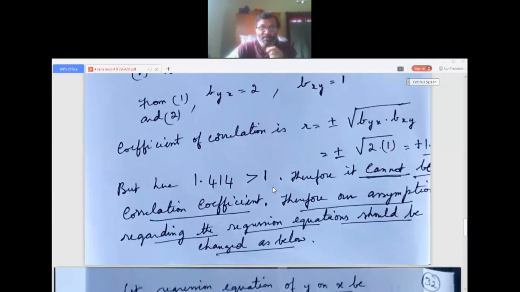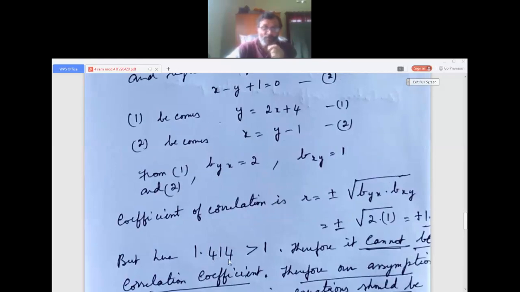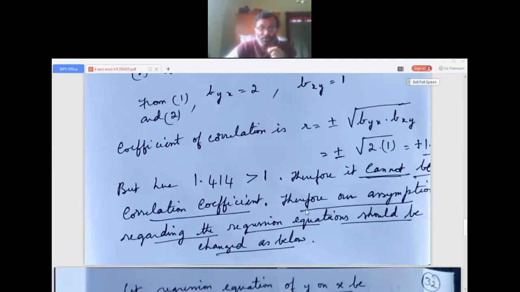Now, the value you got is 1.414, which is greater than 1. The coefficient of correlation r should be between minus 1 and plus 1. Here it is more than 1. Therefore, it cannot be a correlation coefficient. So we have to find it again by changing our assumption of the regression equations.